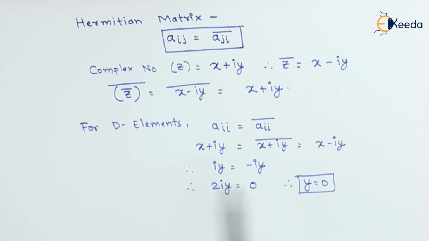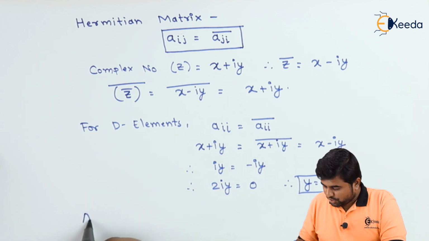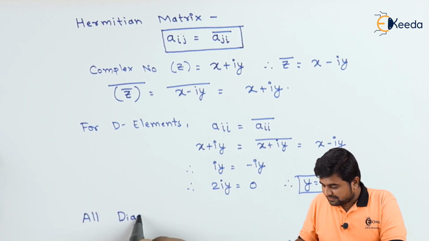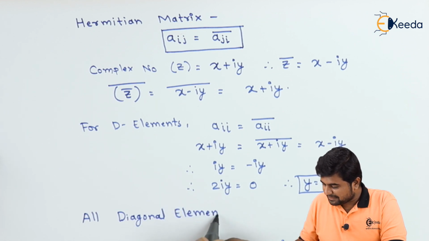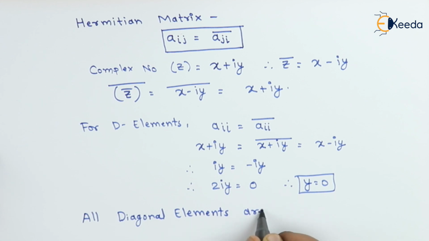If y is equal to 0, that is, the imaginary part is not present in any of the diagonal elements. That means all diagonal elements are real in a Hermitian matrix. So this is the learning and this is the point to remember. In any Hermitian matrix, all the diagonal elements are real.